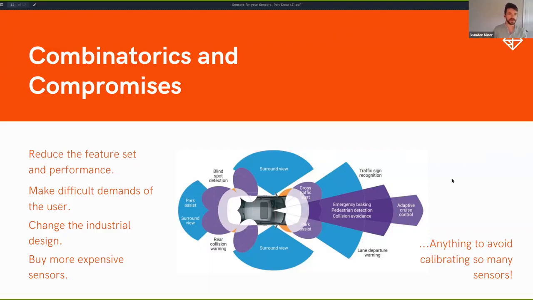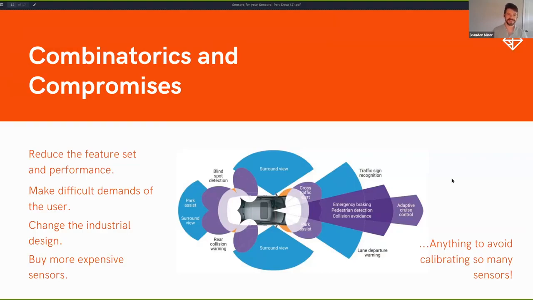easy to do, but you're going to restrict your abilities, making difficult demands on the user. So making sure that once it's out in the field, you have to calibrate, instead of calibrating in factory or what have you. Changing the industrial design so that these problems are just less tractable or more tractable. This one is most painful because you've probably been in a year or two of development, and then you're like, we just can't solve this.